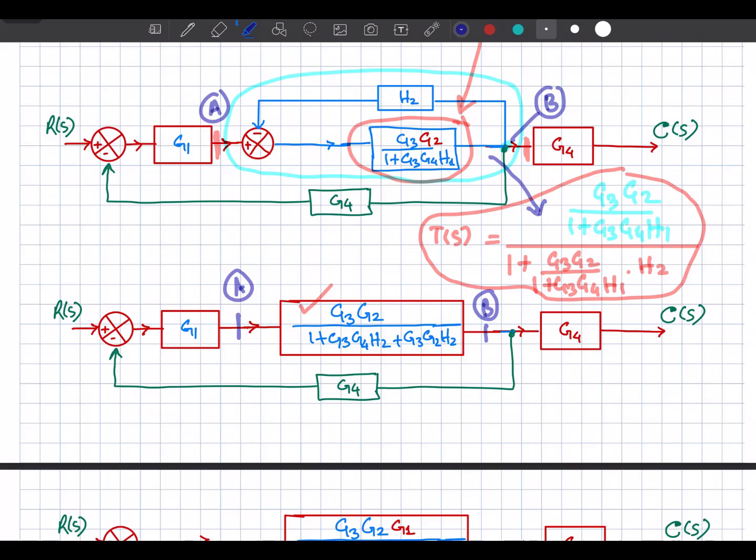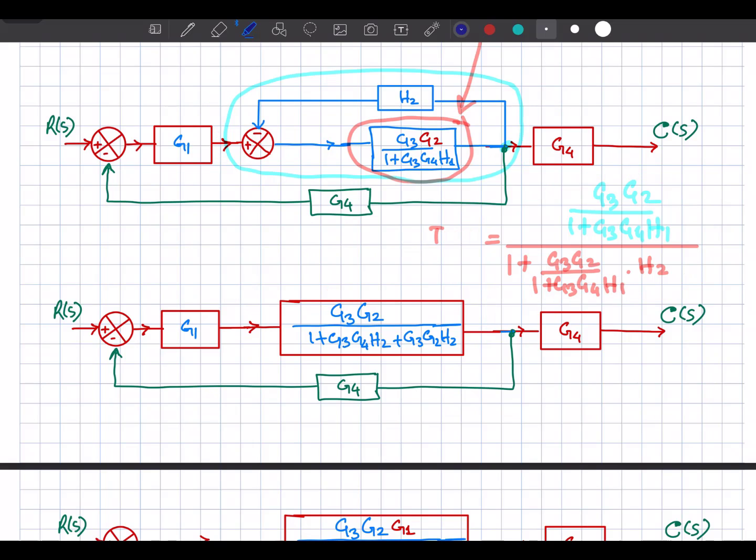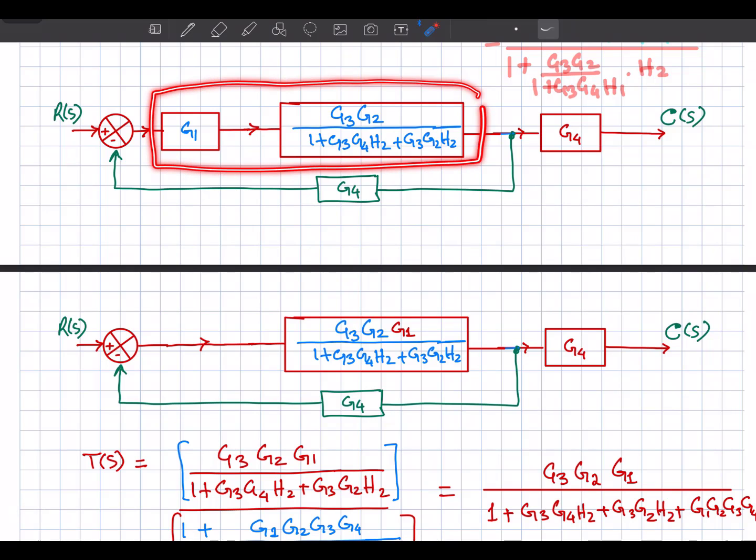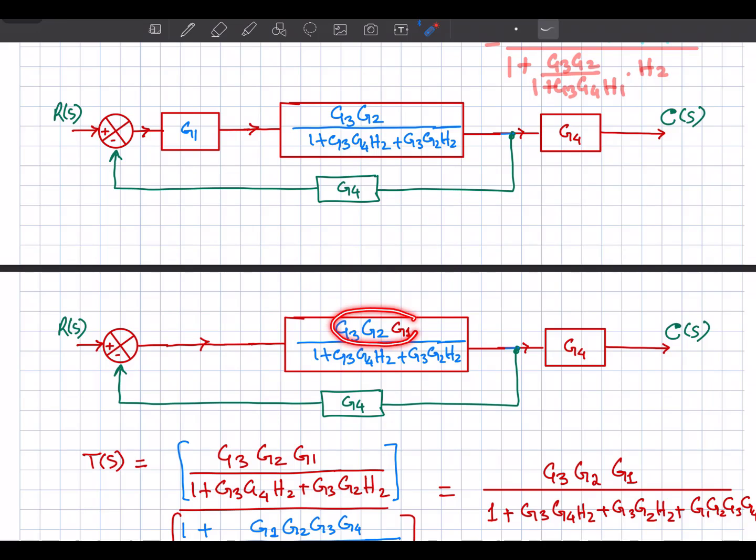Okay, now if we look at this one, we can further reduce it. So how can we further reduce it? You can see that these two blocks are now in series, so their net transfer function will be simply the product. So G1 into G3 into G2, that you can observe over here, G3 into G2 over this part, multiplied by G1. So this is the net transfer function between this point. Let me call this point A and this point B. So between point A and point B, we have this single transfer function.